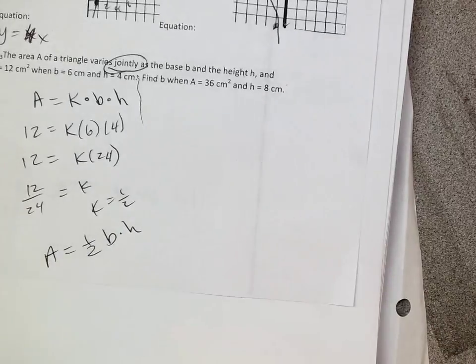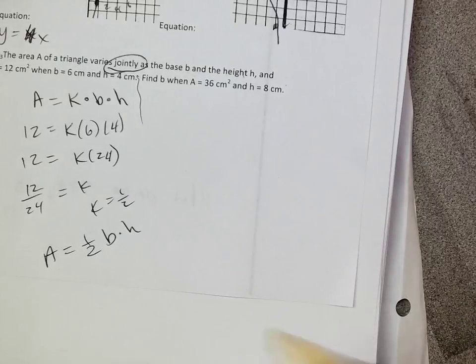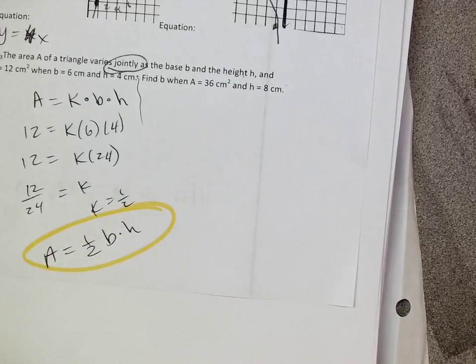So again, let me say it for the third time. This entire unit is going to be to find K. Does that make sense? All the way through, you're going to find K and rewrite it. Now we can actually use it. So we have a formula. I'm going to circle my formula, and I'm going to use my formula.